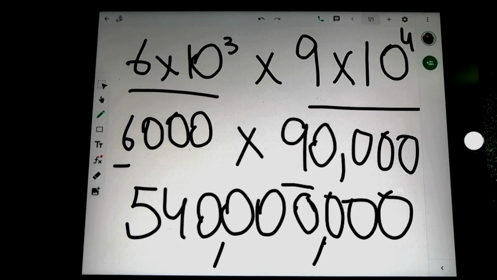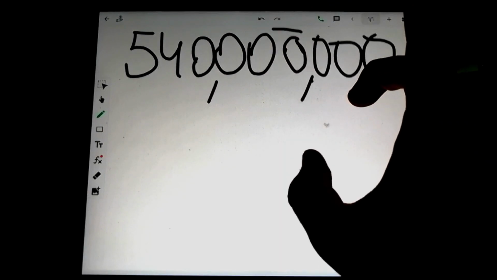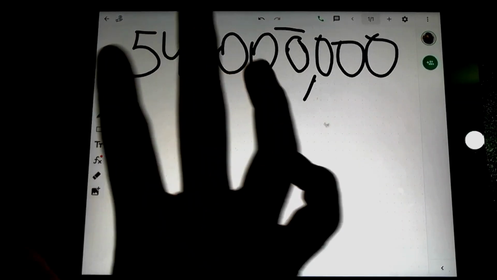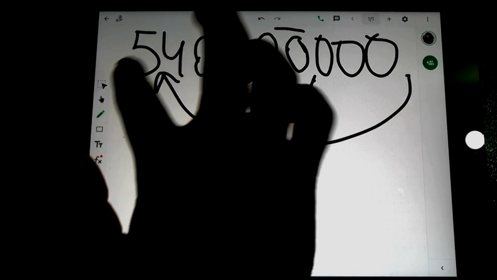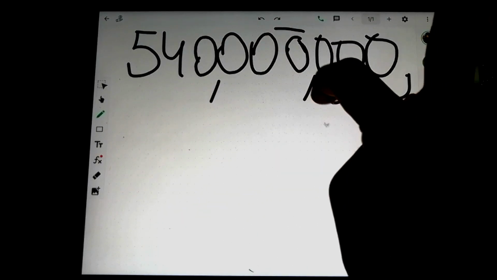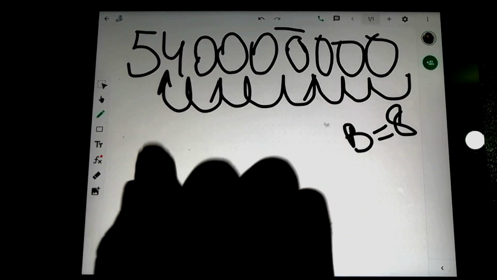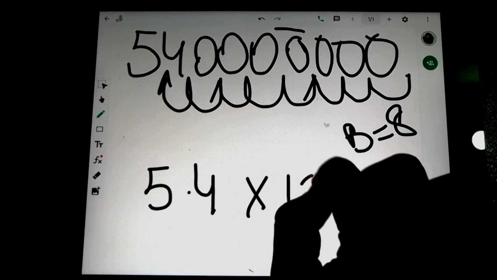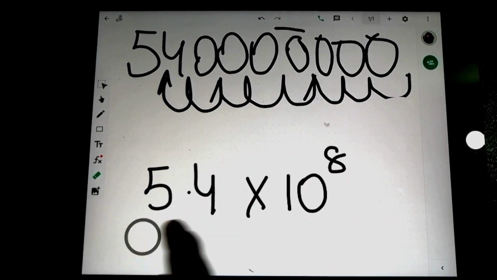Now the question says to give the answer in standard form. So we'll convert it into standard form. We've got a digit over here, and we'll need to put the decimal point all the way in front of the 5, right? So 1, 2, 3, 4, 5, 6, 7 and 8. So B is 8 and then A is 5.4 because that's the number we've got left. We don't need to put the zeros. Multiply by 10 raised to the power B, which is 8, right? That's one way of doing it.